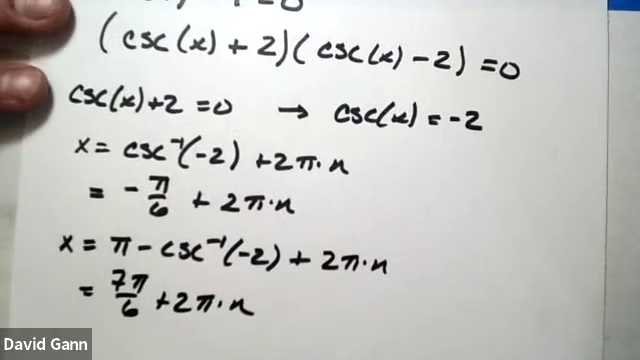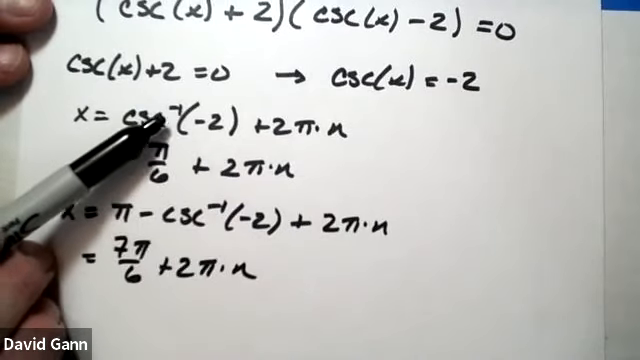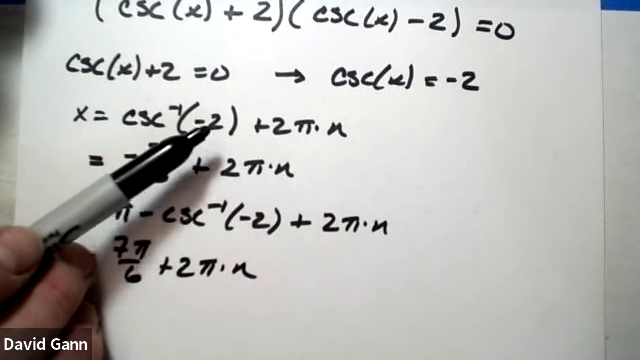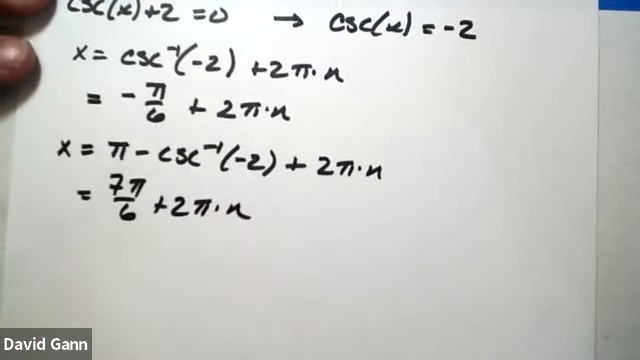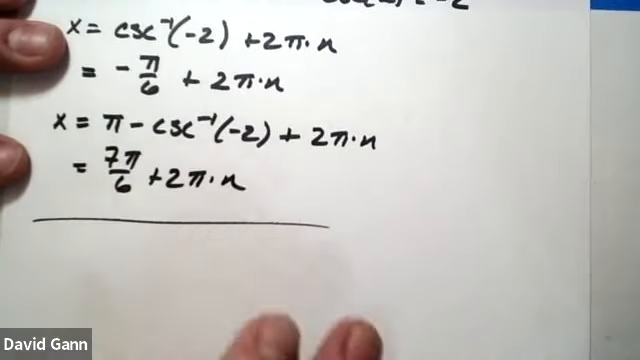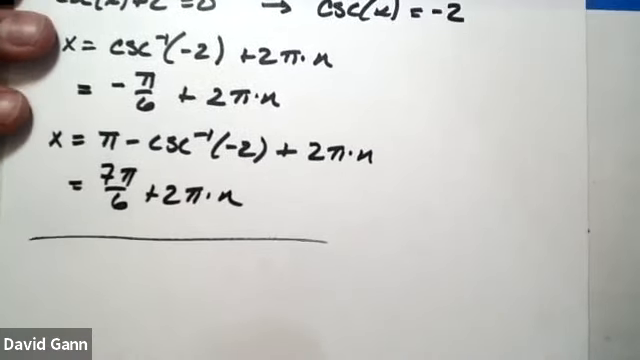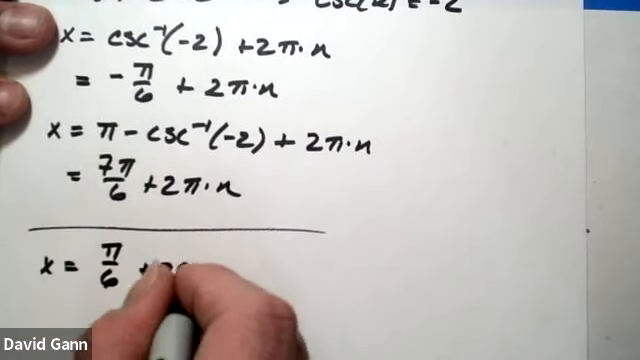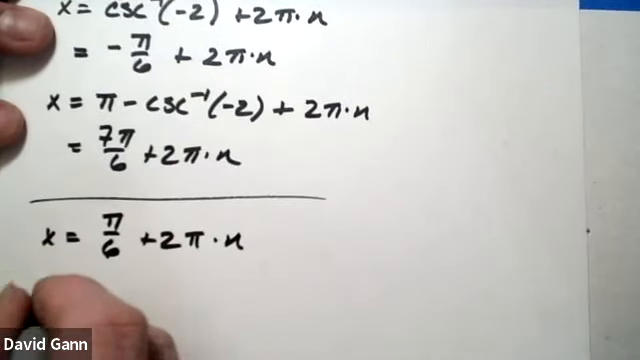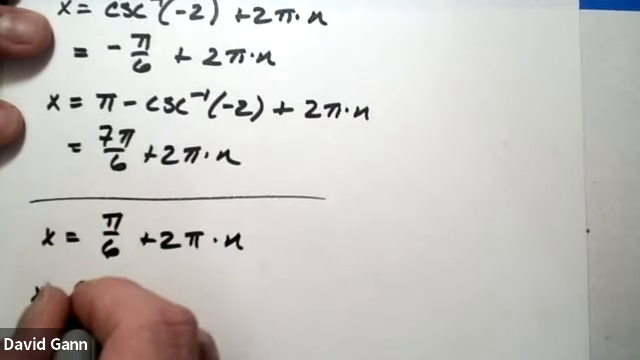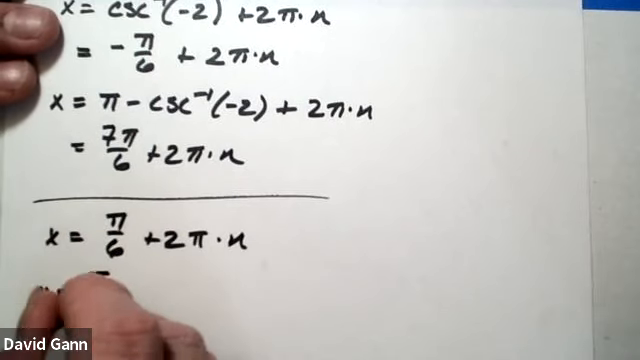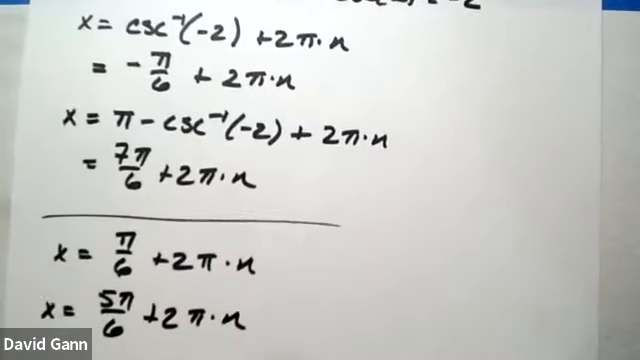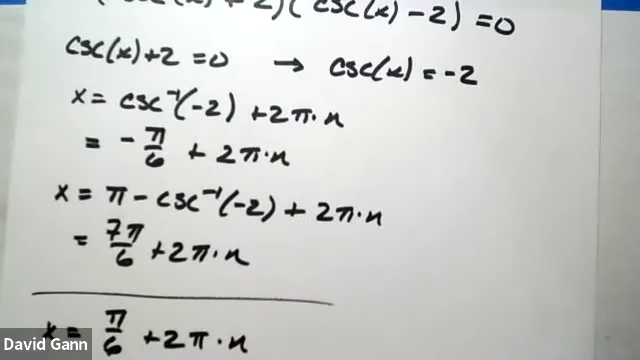The second factor is going to look very similar, except that instead of inverse cosecant of -2, it'll be inverse cosecant of 2. Without redoing all of that, I'm just going to write down the answers because I know how that works. So x is equal to pi over 6 plus 2 pi times n, or x is equal to, in this case, 5 pi over 6 plus 2 pi times n. Those are all of the solutions to this problem.